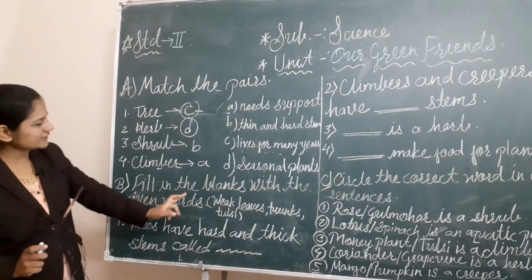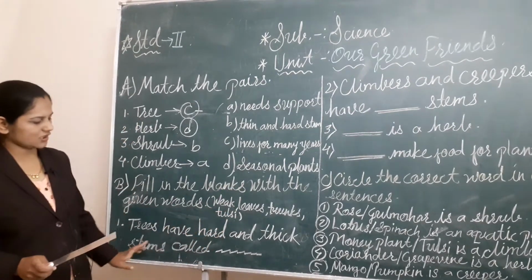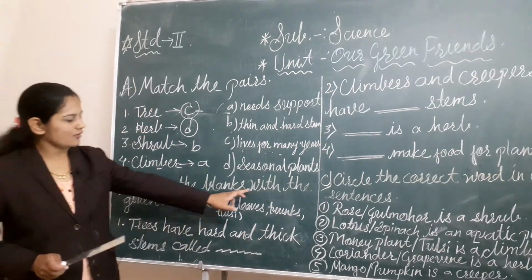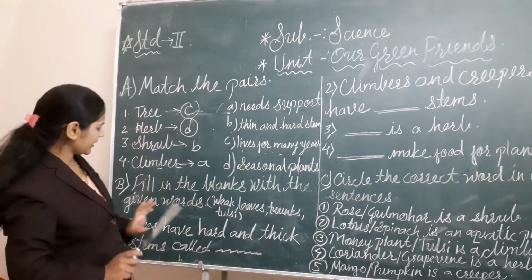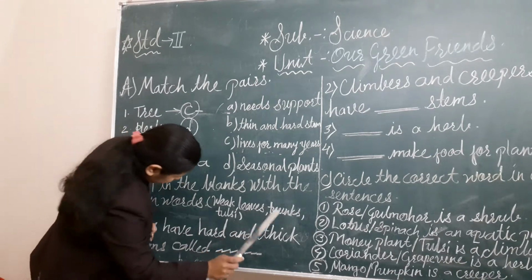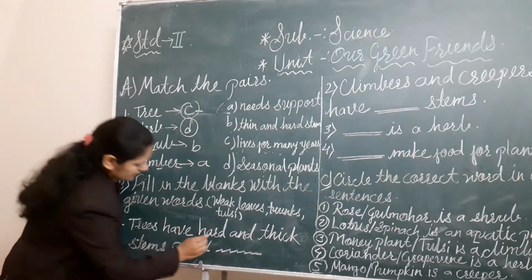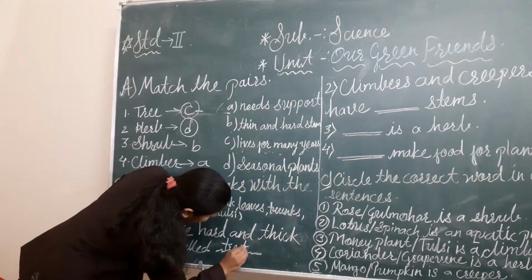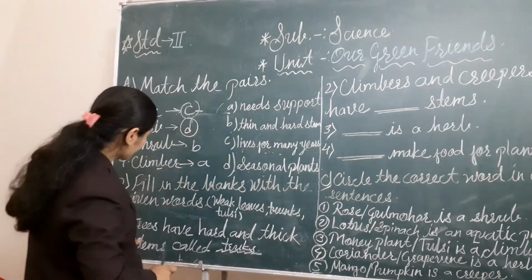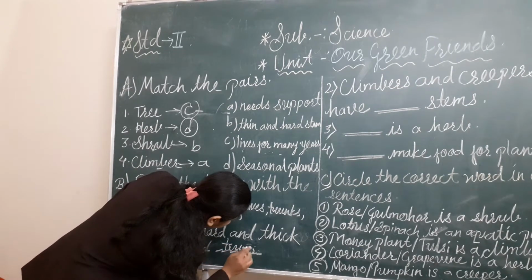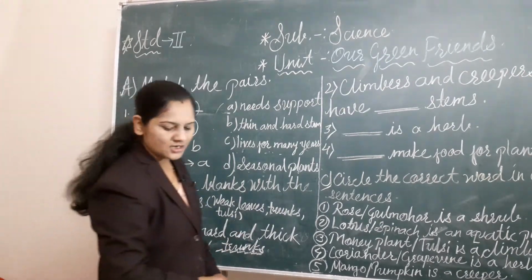Second is B. Fill in the blanks with the given words. You have to fill the words in the brackets into the given questions. That will be your answer. From these 5 words you have to fill into the four sentences. Okay. Trees have hard and thick stems called leaves, trunks. A big plant is called a tree, and trees have a hard and thick stem called the trunk. That big, hard and thick stem is called the trunk.